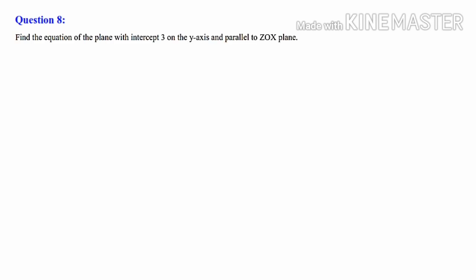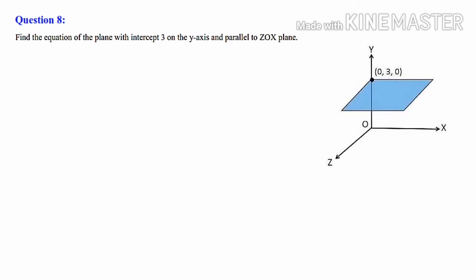Next we shall discuss question number 8. The question is, find the equation of the plane with intercept 3 on the y-axis and parallel to the z-x plane. The given condition is intercept 3 on the y-axis, that is the y-intercept is 3, and parallel to the z-x plane. Let's visualize the question. Here y-intercept is 3 means the x coordinate and z coordinate are 0. So the coordinates are 0, 3, 0.